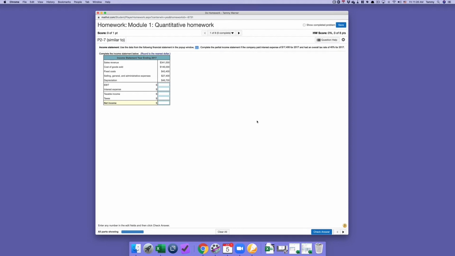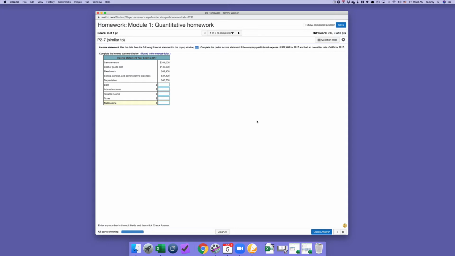Okay, so I want to take a moment and sort of give you the lay of the land on this first quantitative homework that you're actually going to be graded on. So these are 8 questions, but they are all related to the same setup. If you looked in a printed book, you would see they're all set up on the same income statement, balance sheet, partial balance sheet for both years.